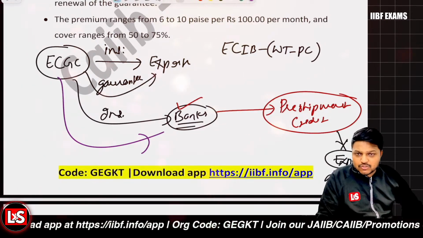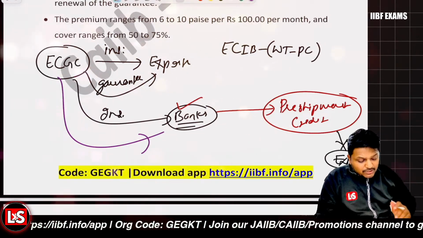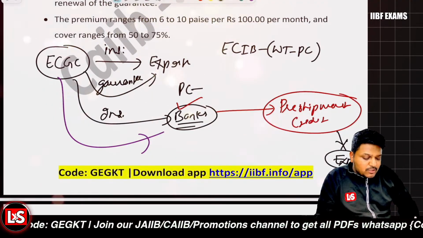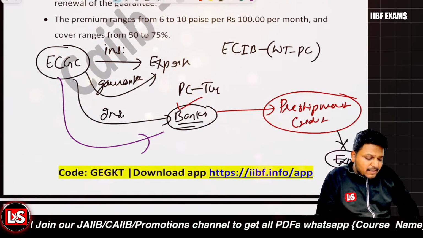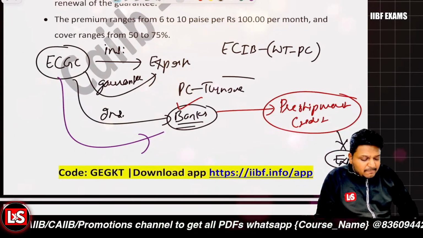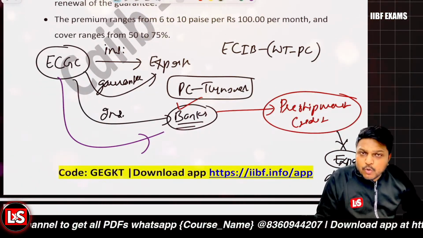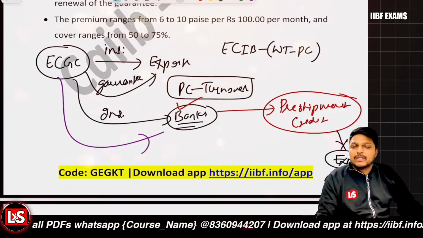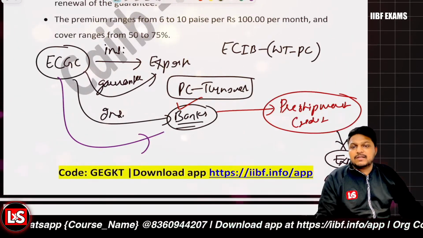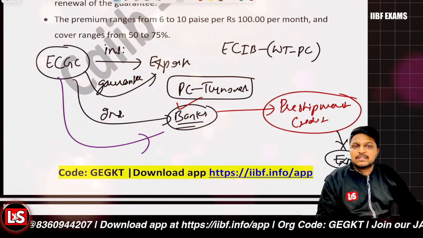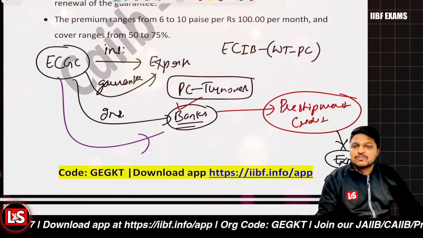This policy is said to be whole turnover because it's going to cover the complete packing credit portfolio of the bank branch, not an individual exporter. Whatever the packing credit turnover is with the branch, it is all covered. If any borrower in that portfolio defaults, it will be compensated by the ECGC. Clear with it?